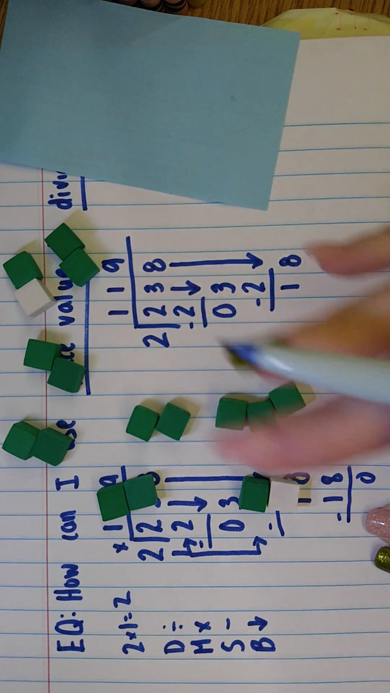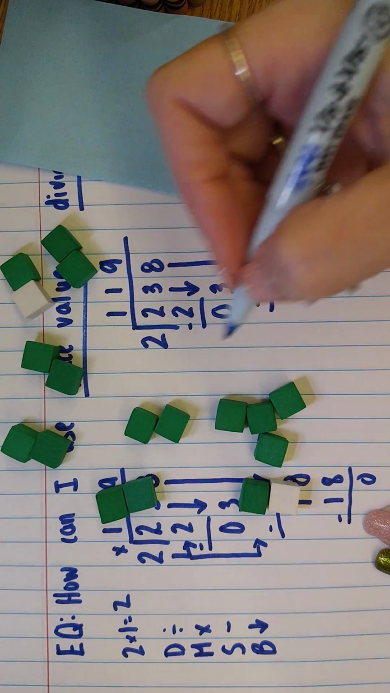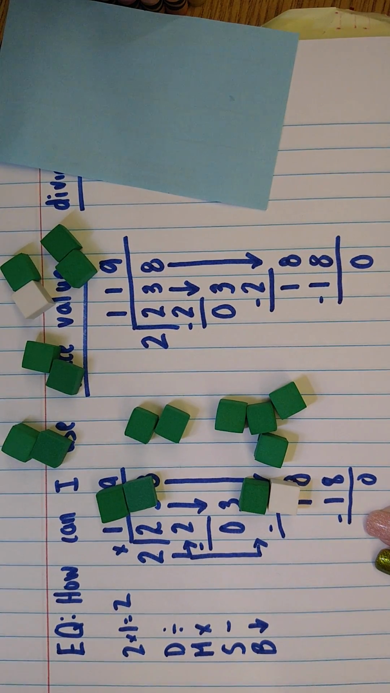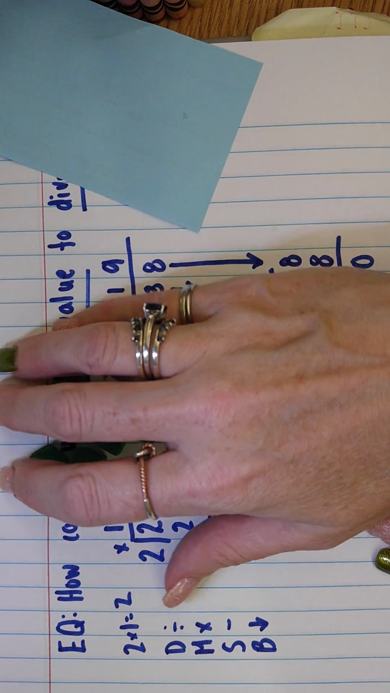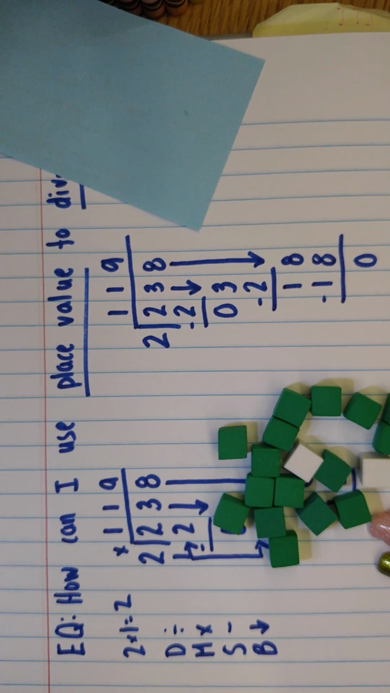And since I used all my manipulatives, there wasn't anything left over. I know that inside all of these groups is 18 pieces. And I subtract, and that leaves me with 0. So this is dividing using place value, but having manipulatives to help you see and figure out your groups.